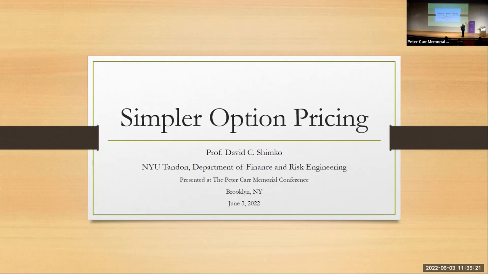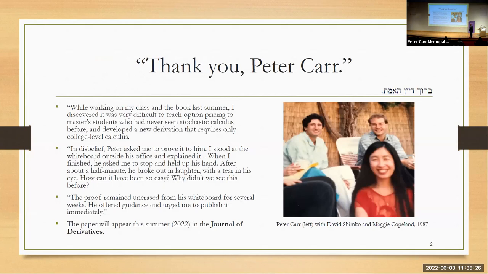But before I continue, I have to thank Peter Carr, and every time I raise a tear to my eye to mention his name. But you know, here when we met, I was a professor at USC. It was my first year there in 1987. He was a graduate student at UCLA. And this is a picture from Maggie Copeland's 30th birthday party from that time. And here's Peter on the left, of course, and myself with hair on the right. And Maggie's still teaching with us now as an adjunct professor. So we feel like a big family, I think, the Peter Carr community.